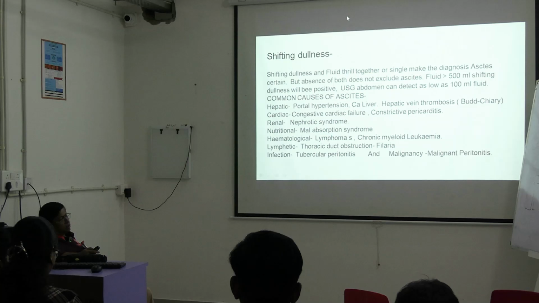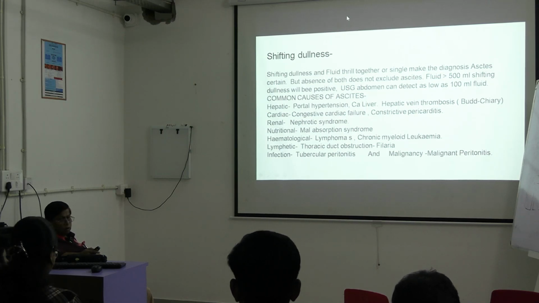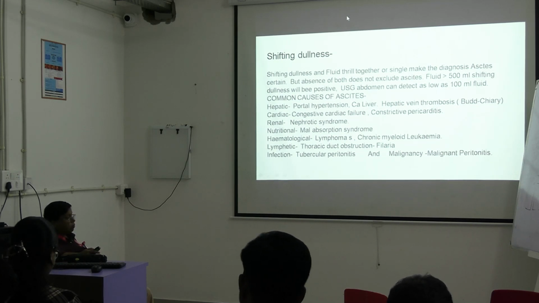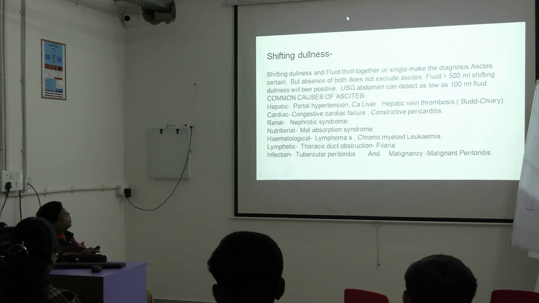So definitely, the presence of shifting dullness is the surest sign for ascites or free fluid in the abdomen. Fluid more than 500 ml is positive. In fluid thrill, we have told at least 1.5 liter of fluid is necessary. But here, even as low as 500 ml of fluid can give you a positive shifting dullness.